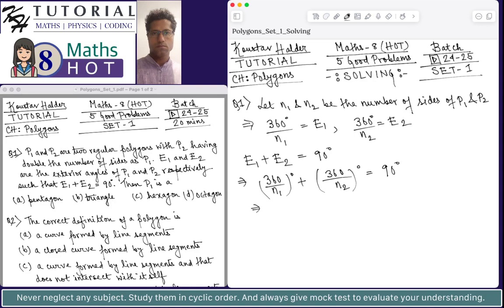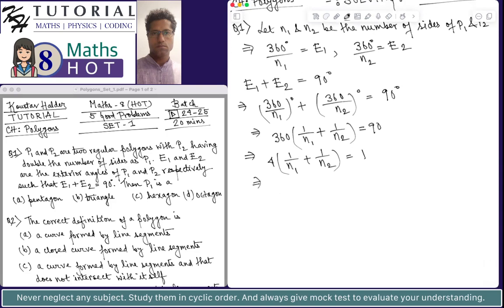Now we can ignore the degrees, and if we take 360 common from the left hand side, we get 360 multiplied by 1 by N1 plus 1 by N2 is equal to 90, and furthermore if you divide both the sides by 90, we get 4 multiplied by 1 by N1 plus 1 by N2 is equal to 1. So we have this, or we can say 1 by N1 plus 1 by N2 is equal to 1 by 4.